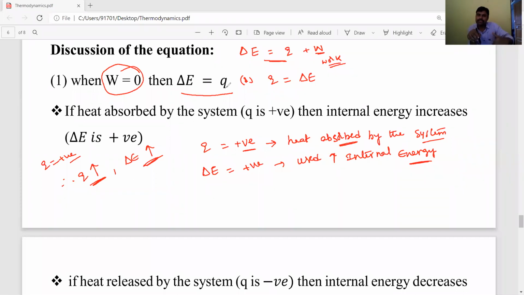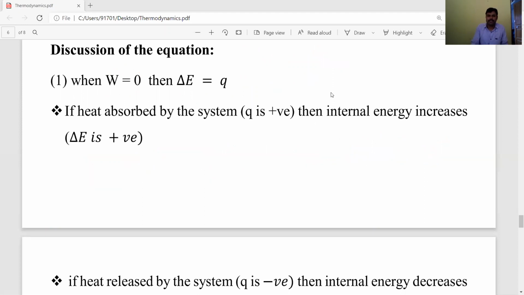If Q is negative, the system releases heat. Then what happens to internal energy? If there is no energy in your body, you become very dull. Means there is no internal energy. Internal energy also gradually decreases. For example, if your body gains some energy, then automatically that energy will be utilized to increase your internal energy, and you become very active. Okay, students. So the second condition, let's see.